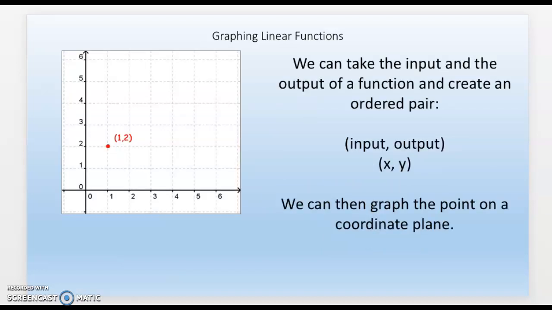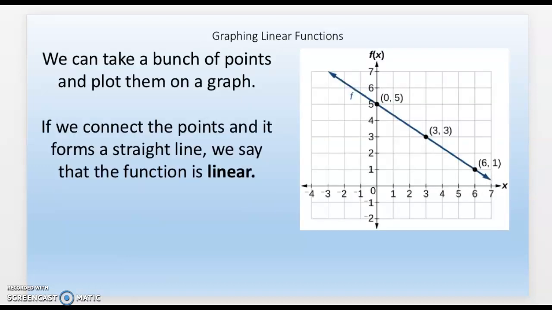We can take the input and its corresponding output and create an ordered pair, (x, y), and then we can graph it on a coordinate plane. You've seen that many times. And we can take a whole bunch of points and plot them on a graph. And if we connect the points with a line and it forms a straight line, we say that function is linear. That's where it all comes from. We use linear a lot in the real world, especially to estimate things. And we're going to be doing some of that here later this week.